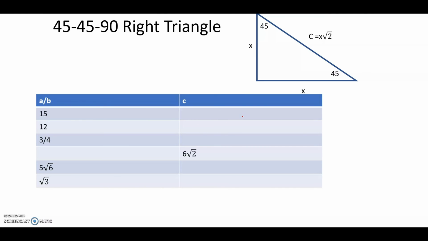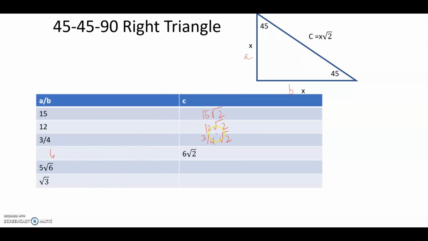Then next, we have the 45-45-90 right triangle. So you have here x and x, so this can be a, this can be b, or vice versa. So if the given is 15, c will be 15 square root of 2. For 12, you have 12 square root of 2. For 3 over 4, you have 3 over 4 square root of 2. Since the given c is 6 square root of 2, your a or b will be 6.